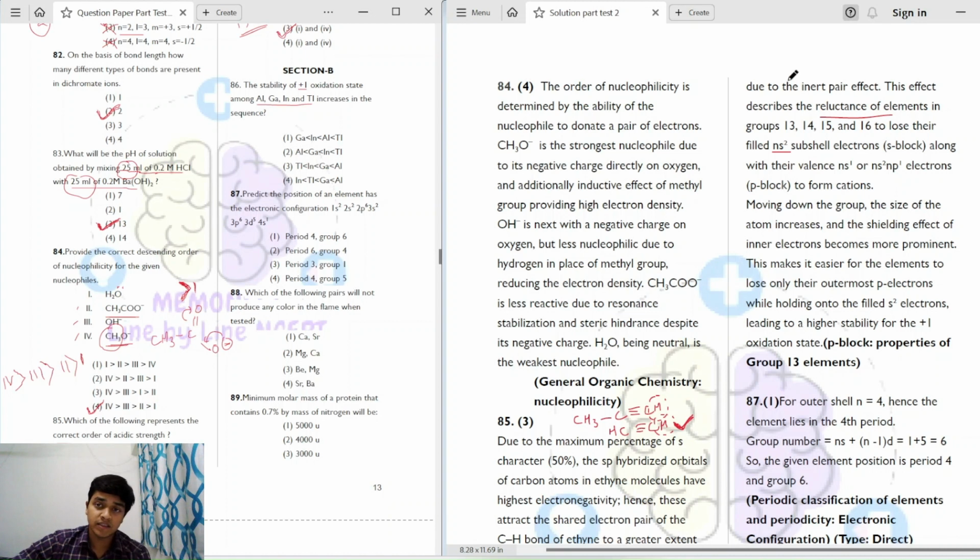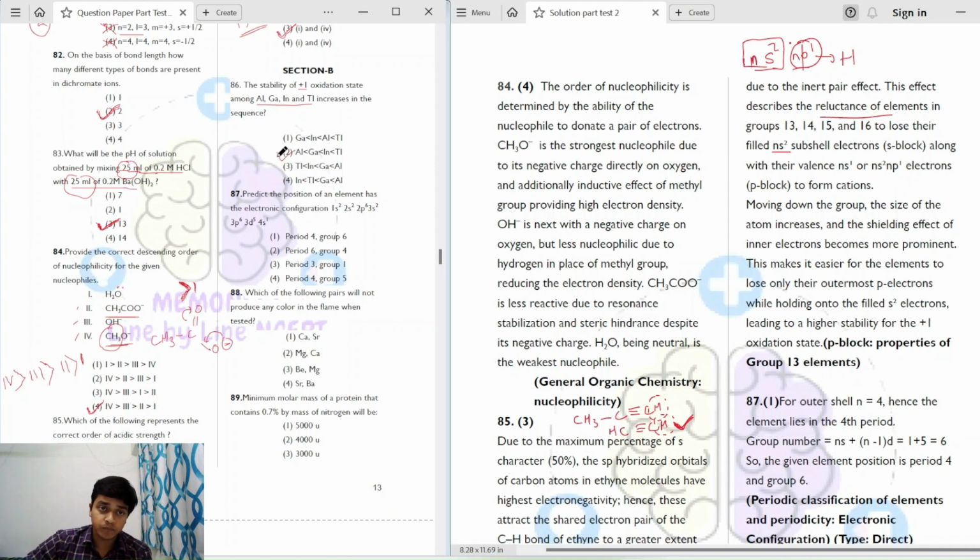So what happens is that in the aluminium group the final configuration is ns2 np1. This is the valence shell configuration. So they are reluctant to lose the ns2 electrons. So only the np1 electron will be lost, and +1 oxidation state will be more stable for the lower elements. So as we keep on moving down the group, the stability of +1 oxidation state will increase. So the correct answer will be option 2.